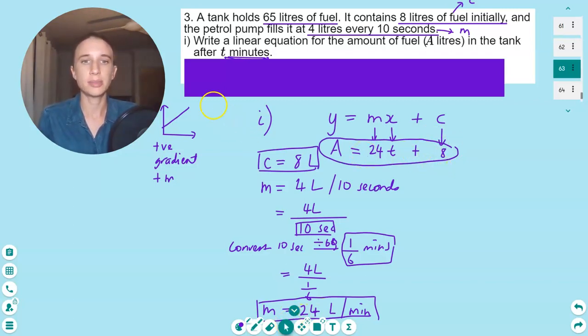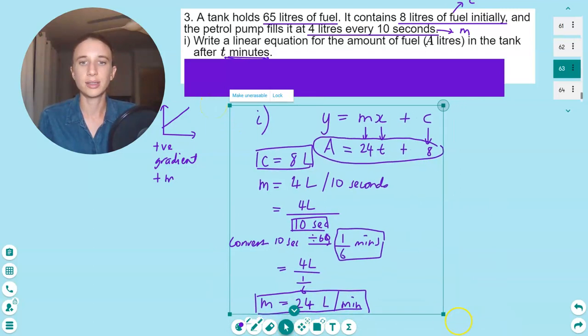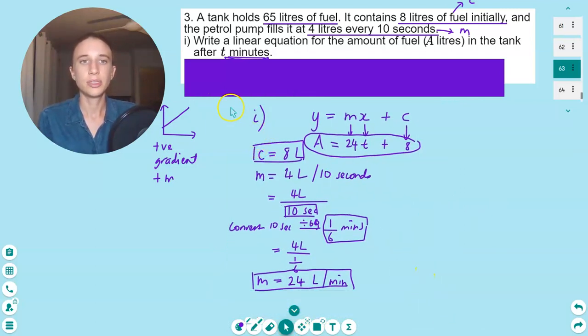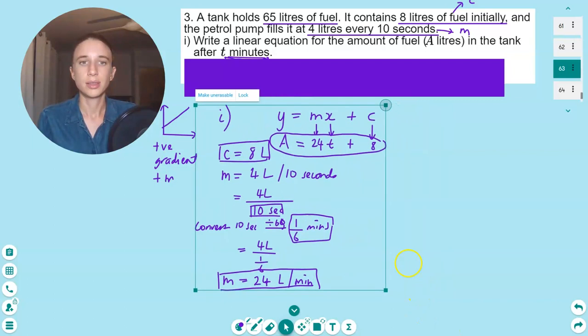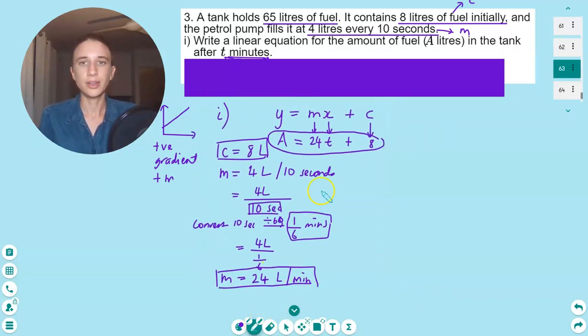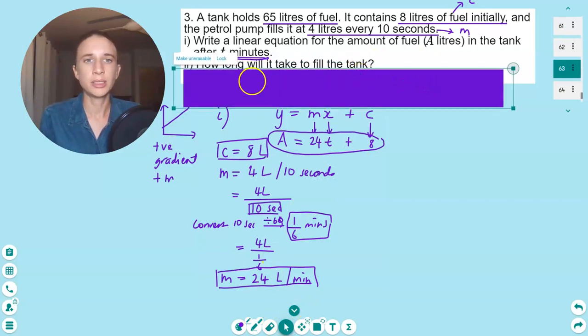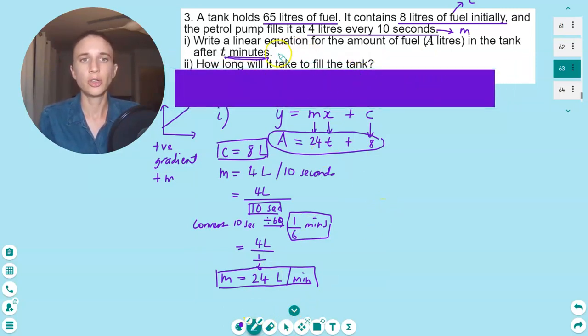Now let's make this a bit smaller so I can fit things in. Whoopsie doopsies. Okay, now I know that was a bit weird. Hopefully it makes a little bit of sense. Just get your units right and everything will be all right. How long will it take to fill the tank?